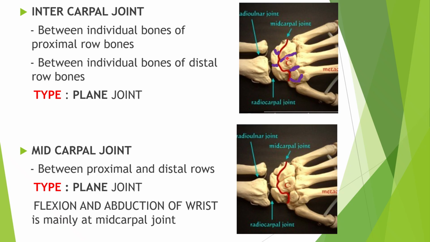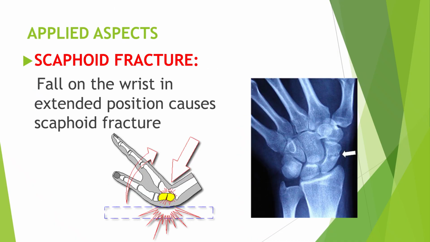Intercarpal joints, these are plane joints. Midcarpal joints, between the proximal and the distal row, again this is a plane joint. You can see the arrow here. This is a scaphoid bone which can get fractured when there is a fall on the wrist in the extended position.